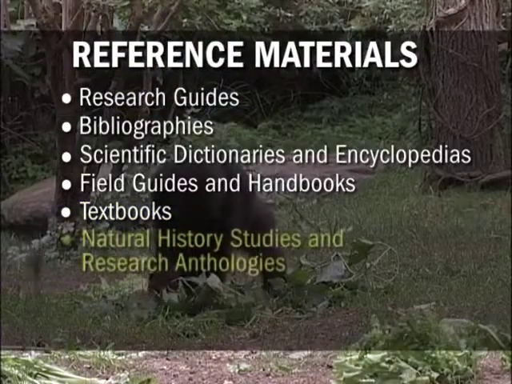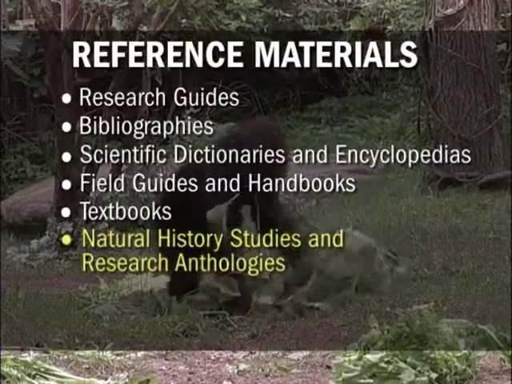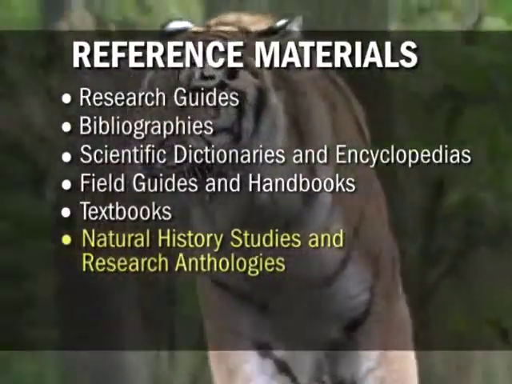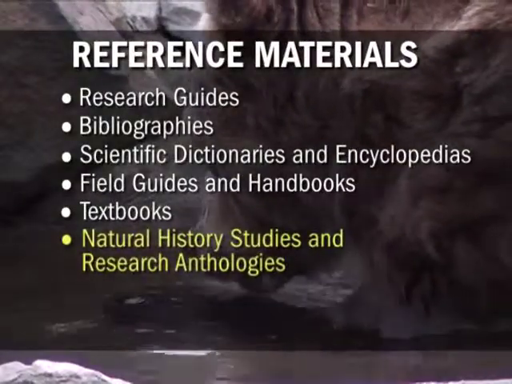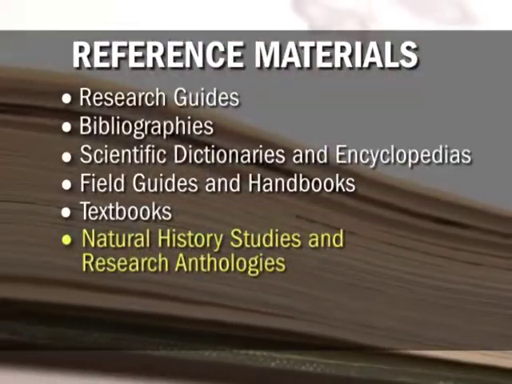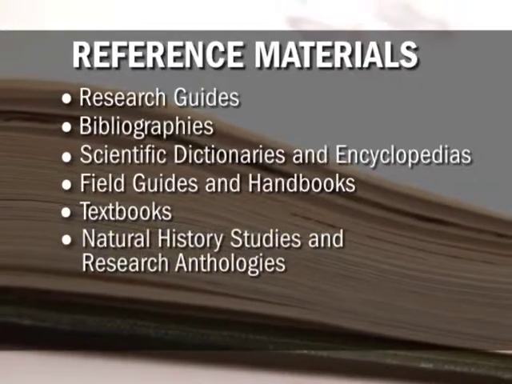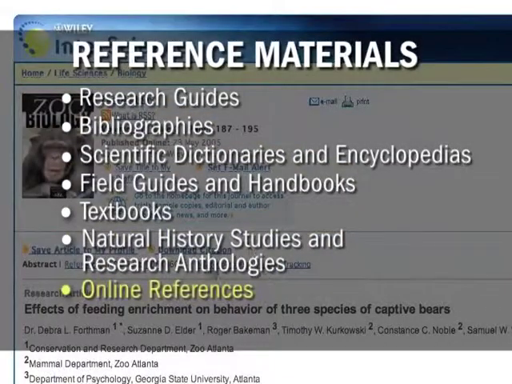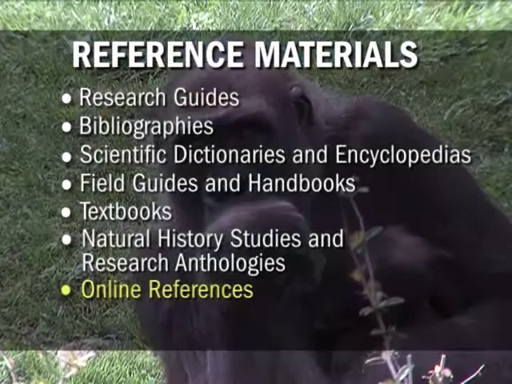Natural history studies of a particular species are also useful as they go into great detail about animal behavior. Similarly, research anthologies bring together knowledge about specific types of behavior from different experts in the field. There are a number of searchable websites that provide useful reference information. As with anything else you find on the Internet, evaluate these websites carefully.